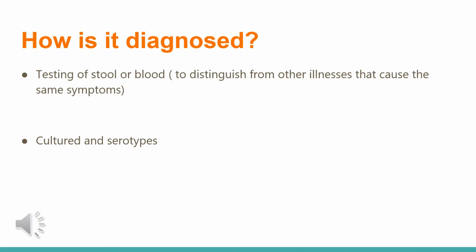There are a lot of illnesses that cause diarrhea, cramps, nausea, and/or vomiting, so doctors have discovered ways of differentiating them. Salmonellosis is initially diagnosed by testing a sample of blood or stool, and then it is cultured to see if the specimen grows.